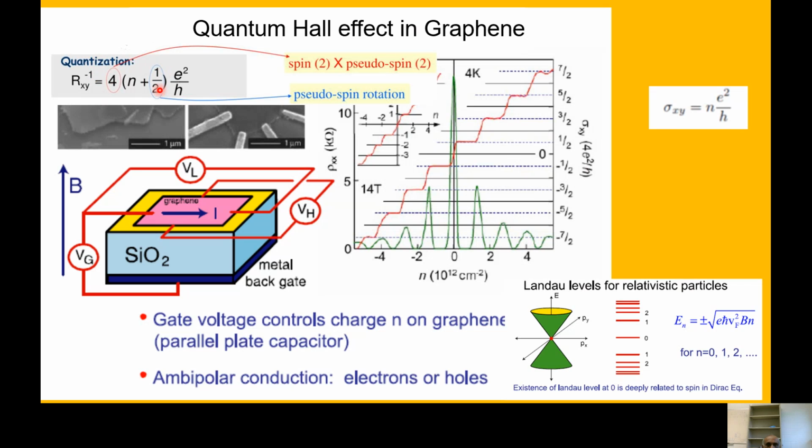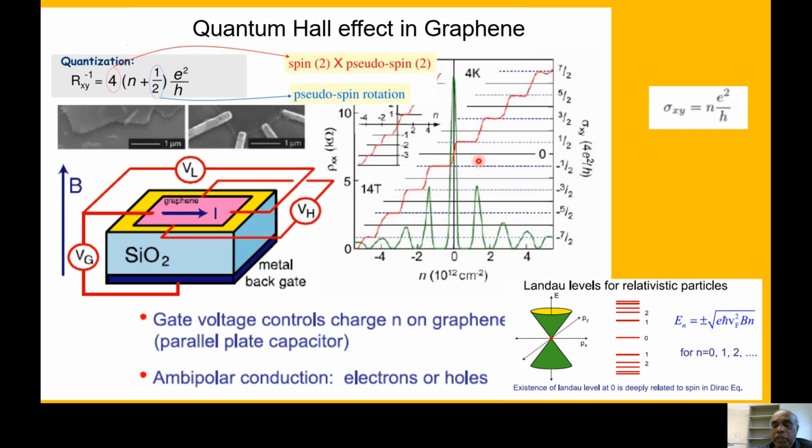You can see this number is 4 times e squared over h, compared to the two-dimensional gas, where you have e squared over h. You have now 4 times that. Then also you have this additional half term coming. Instead of 0, you get half. Instead of 1, you get 3 half. You can see how things change for graphene. That's mostly due to the additional degree of freedom coming from the pseudo spin. So this is a very important difference between graphene and two-dimensional gases.